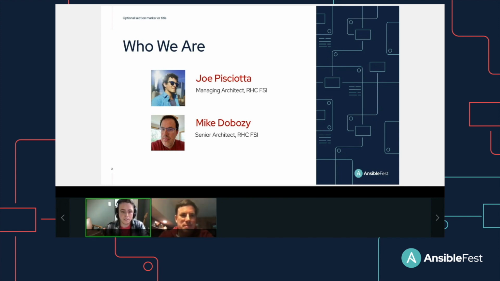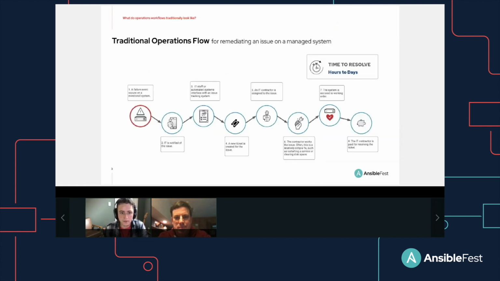And so what we're going to be talking about today is operations pipelines. First, I want to have Mike walk everybody through the traditional operations workflow that we've all seen at most customers. Yeah, sure. So we've seen a bunch of different operations workflows. We go from customer to customer, but one we see a lot is actually diagrammed right here.